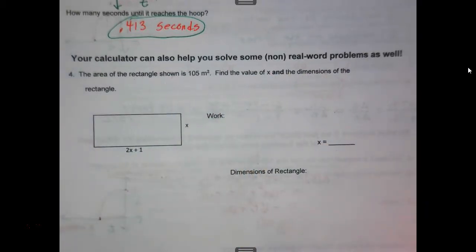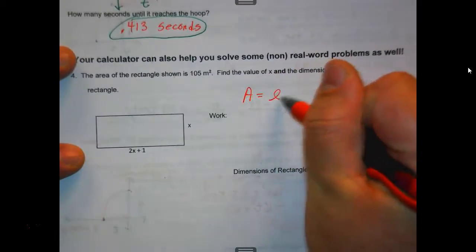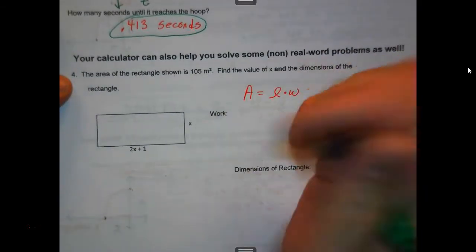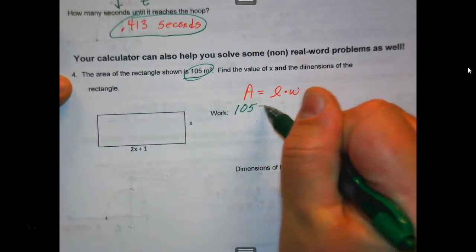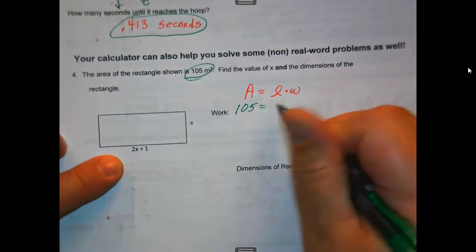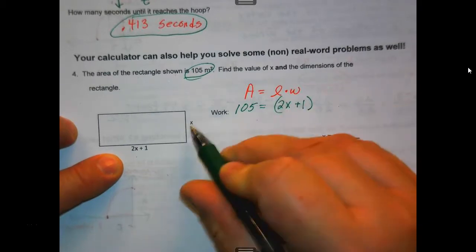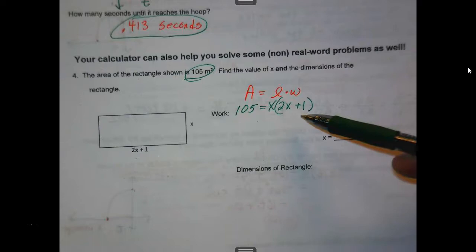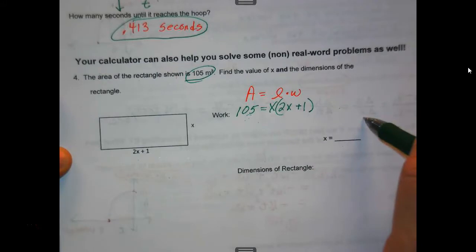Well, what's the formula for area of a rectangle? Length times width, right? So my area, they give us the 105 equals my length, 2x plus 1, and I'm going to multiply that by my width, x. So there's my quadratic function. I'm going to put it in standard form, okay? Which means I have to get a y or a 0 on this side, everything else on this side.